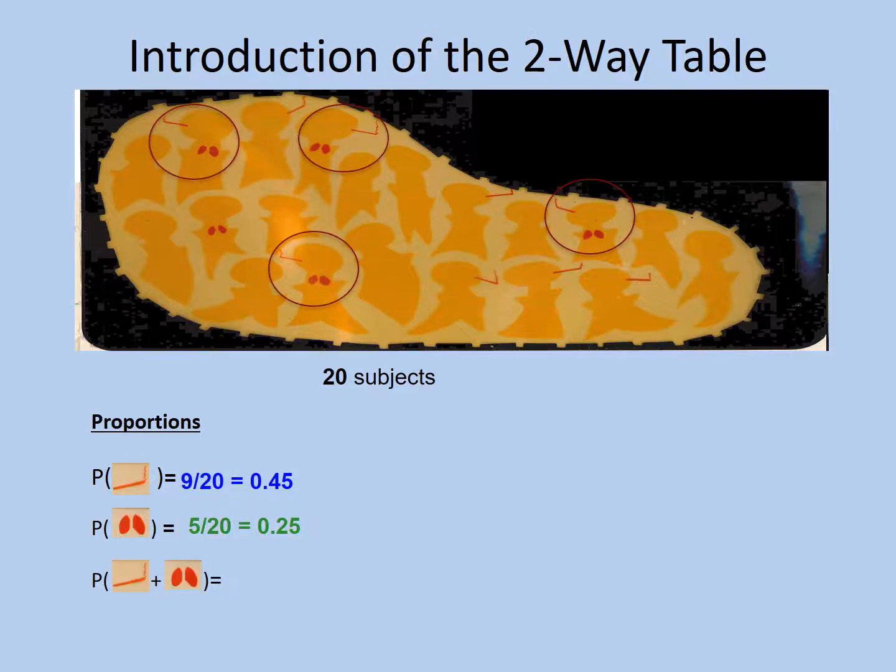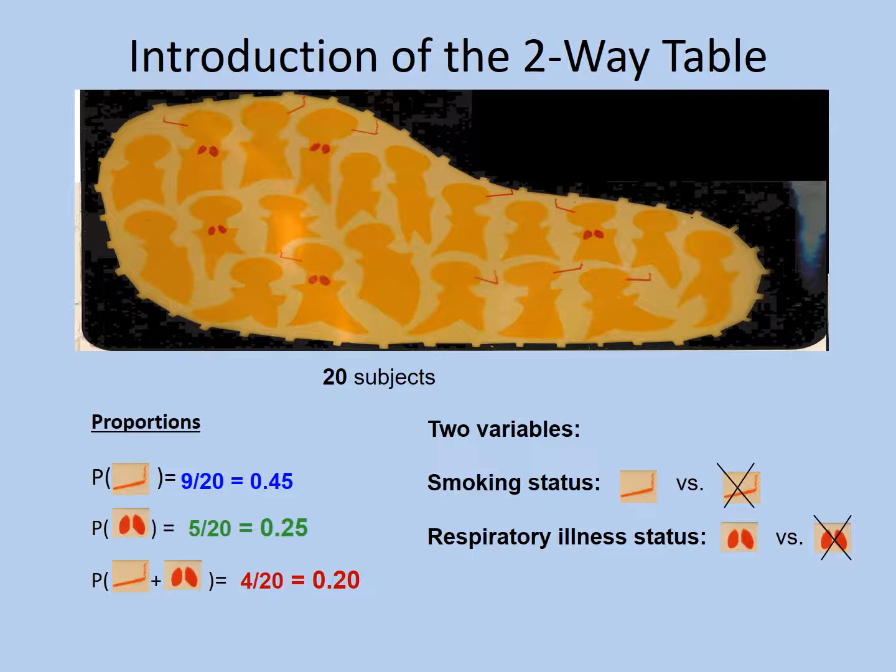What then is the proportion of persons who both smoke and have respiratory illness among the total sample? Since 4 of the 20 persons in the sample both smoke and have respiratory illness, the proportion we seek here is 4 over 20, or 0.20. Note that we are considering two binary variables here, smoking status, yes or no, and respiratory illness status, yes or no. We thus describe the proportions for categories of each variable separately, and we also describe the proportion of combined categories.